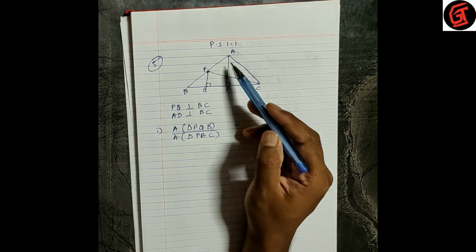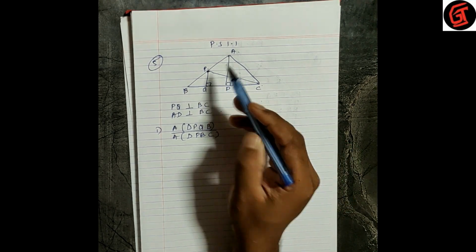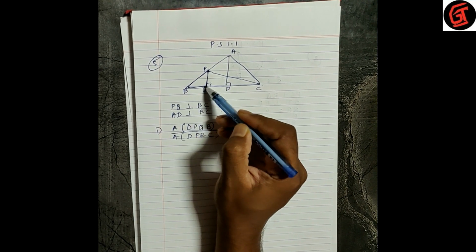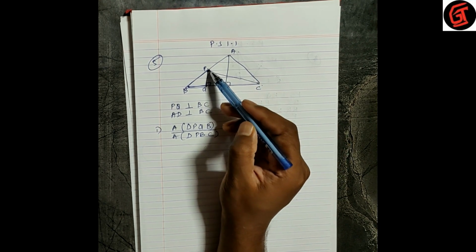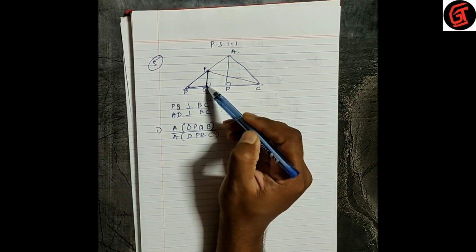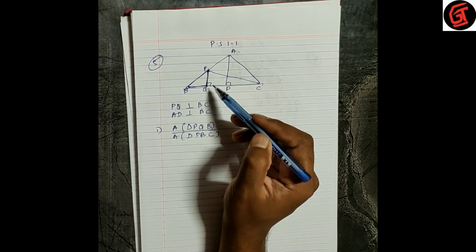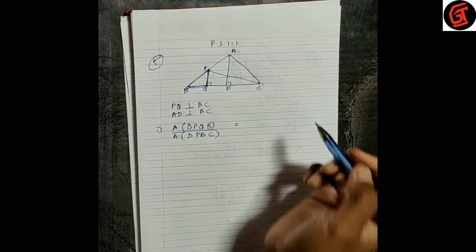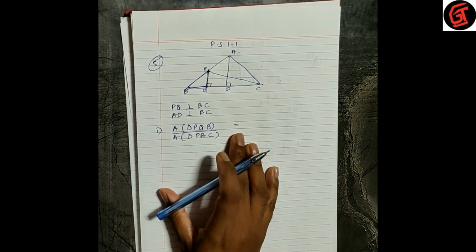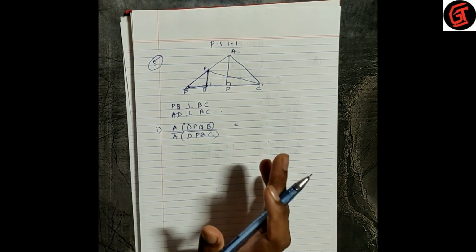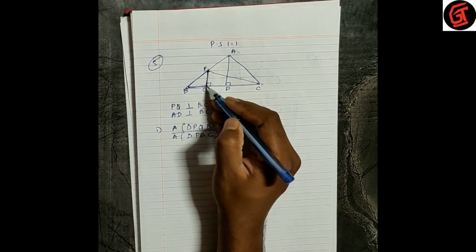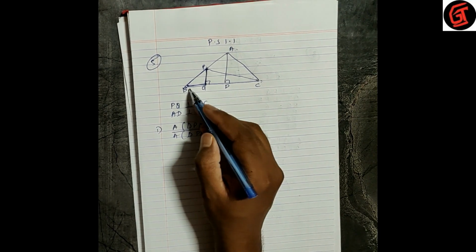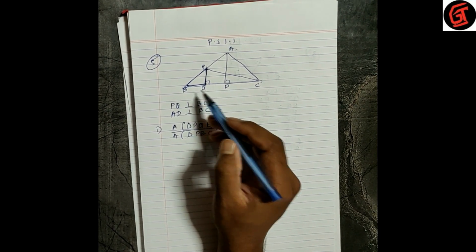PQB and PBC. If you see this triangle PQB, height is PQ and base is BQ, and this triangle PBC, again height is PQ. So instead of writing again the base and height, what is common, the height, we don't write, and we write the statement: ratio of areas of two triangles with equal height is equal to the ratio of their corresponding bases. Your bases are not equal, so we write base upon base.